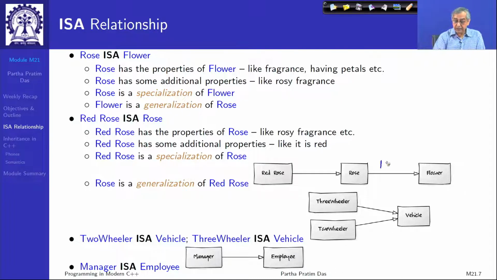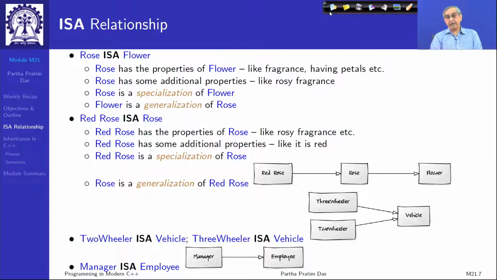We draw a directed arrow from the specialized concept to the generalized concept, an arrow which has an open head. It is an arrow like this, not like this, which means it is an is-a relationship. So, whatever we have written here, this specialization generalization can be just captured in this diagram. Red rose is a rose, rose is a flower. So, that is the basic understanding.